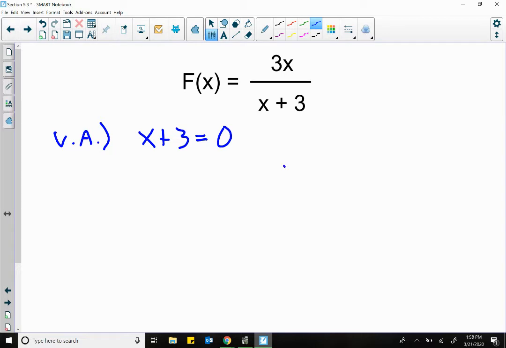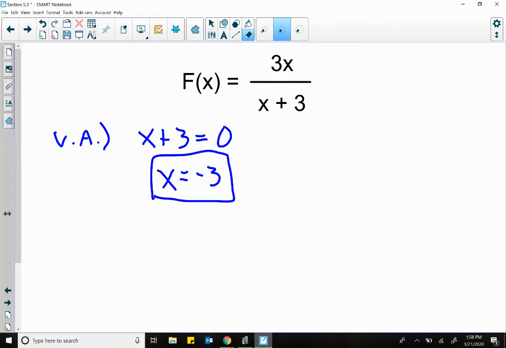So if we solve this, that means we have a vertical asymptote at x equals -3. And vertical asymptotes are equations, so it needs to say x equals -3. That is a vertical asymptote. If you do not say x equals -3 and just say it's -3, that's incorrect mathematical language. So the vertical asymptote must say x equals -3.